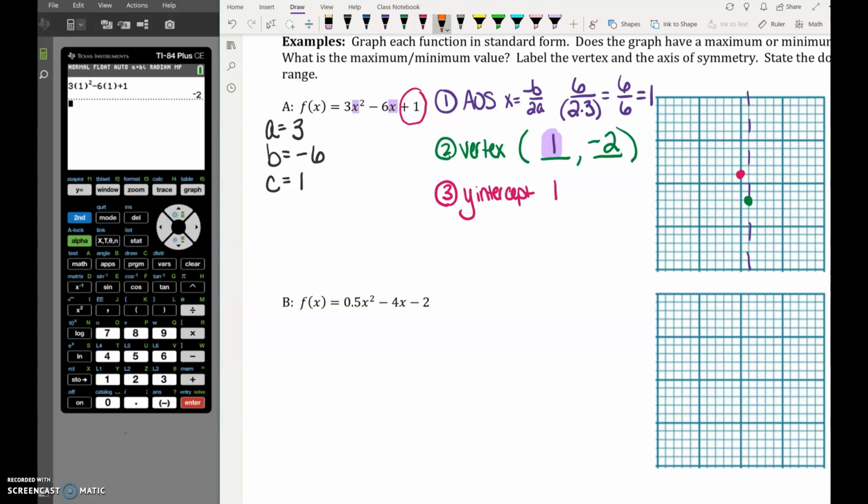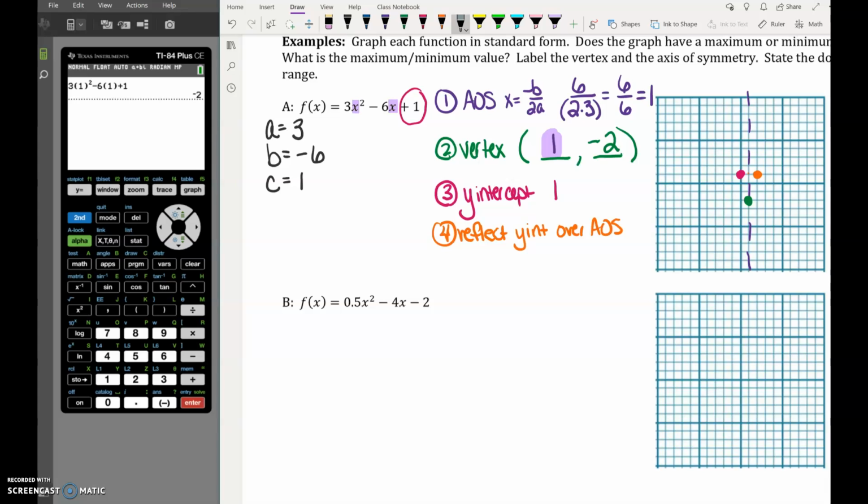Anyone want to take a guess what we're going to do next? We're going to mirror it. We're going to reflect the y-intercept over the axis of symmetry. So this is 1 unit away from the symmetry line, go 1 unit in the other direction. Why is it 1? Well, it's 1 unit away from that symmetry line that we drew. So 1. Why is the value of the y-intercept 1? Because our c value is 1.